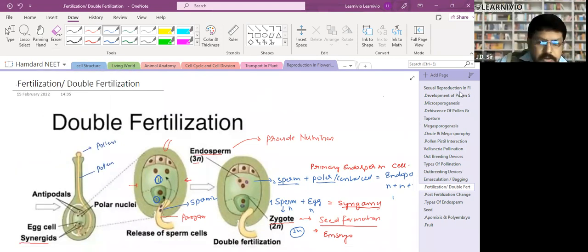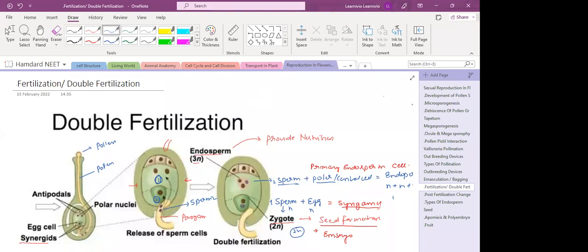Let me tell you what pollination actually is, and what double fertilization is, how it takes place.